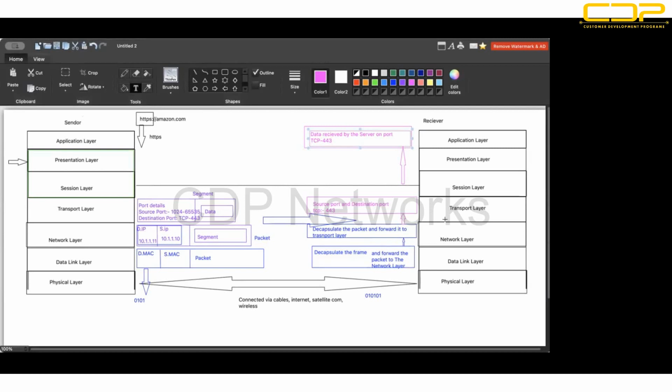So if somebody asks you what is the OSI model, will you be able to explain it? If somebody asks you on what layer the IP address works, what do you say? Layer 2, layer 3, layer 4. Network layer. What about the frames? In the data link layer. What about the segment? In transport.